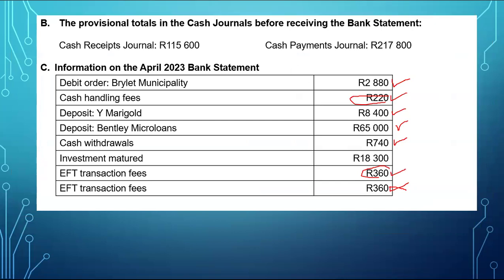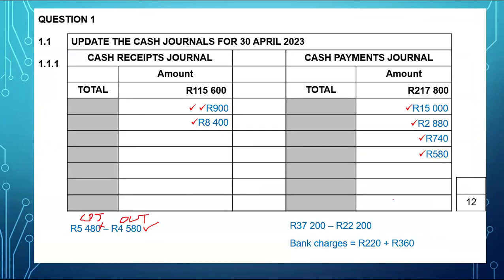According to this, the only thing I have not recorded is this one here, which is investment that has matured. That will be recorded in the cash receipts journal. It represents money that was received. When an investment matures, it means money is coming back to the business. Then you can find the totals for cash receipts and cash payment.